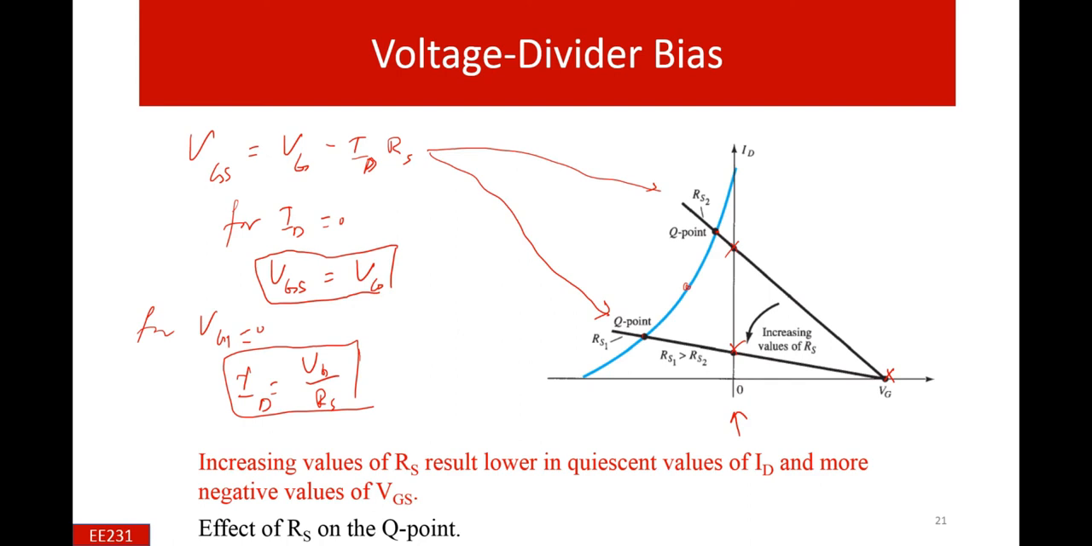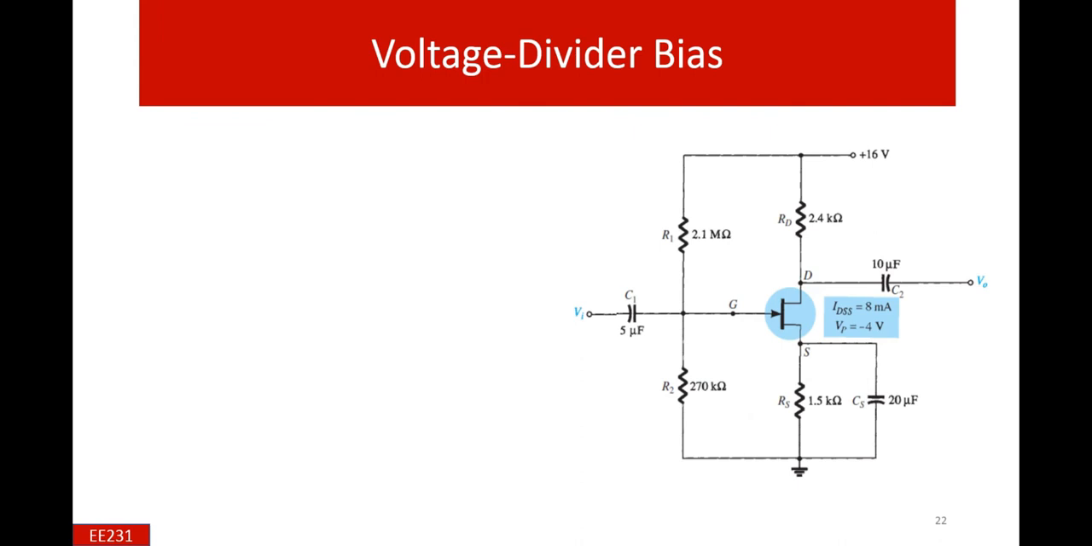So again, it is the designing part, and maybe we will not cover it numerically, but you can find the different Q points by changing the values of the RS. This circuit is given with values of R1, R2, RD and RS as 2.1 mega, 270 kilo, 2.4 kilo and 1.5 kilo respectively, and there are three coupling capacitors. For DC analysis, these act as maximum impedance, open circuits, so we are not including them in the DC analysis.